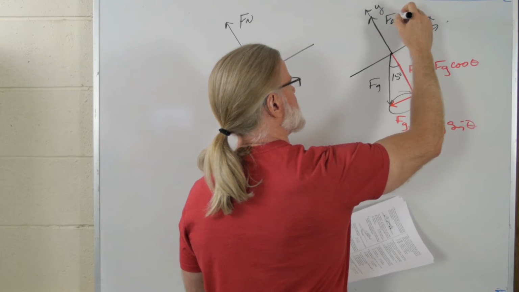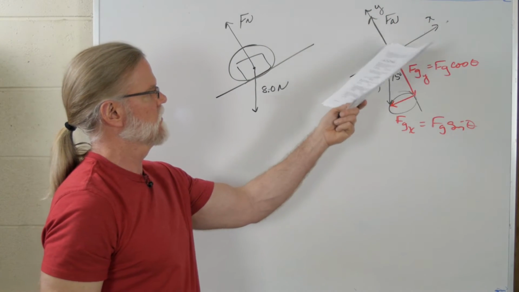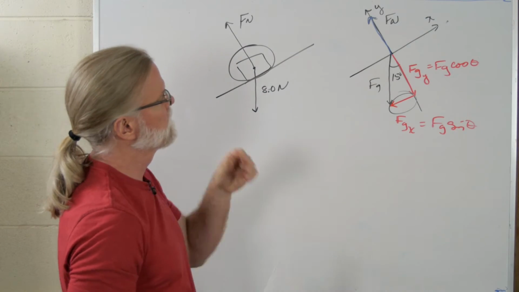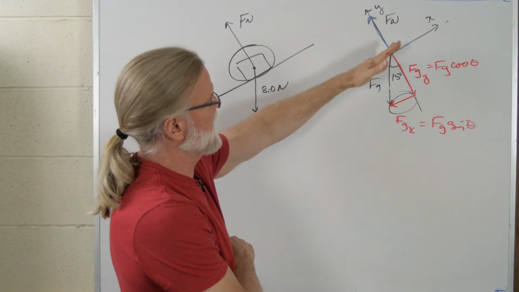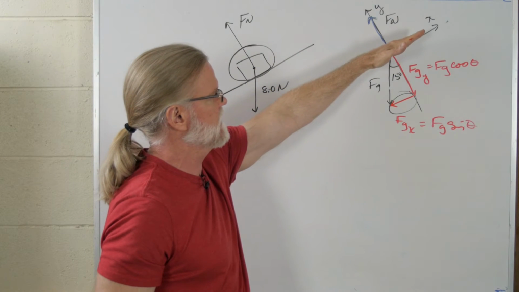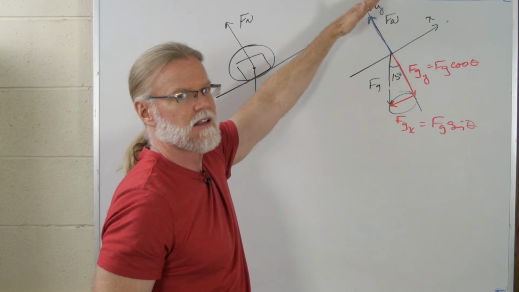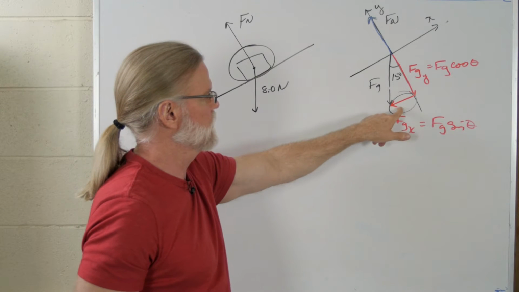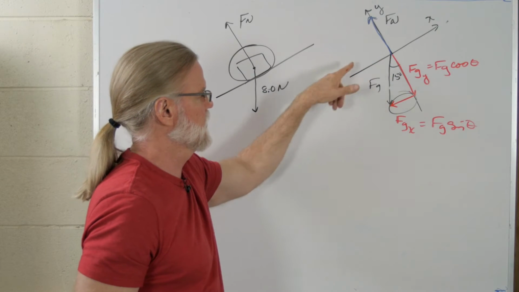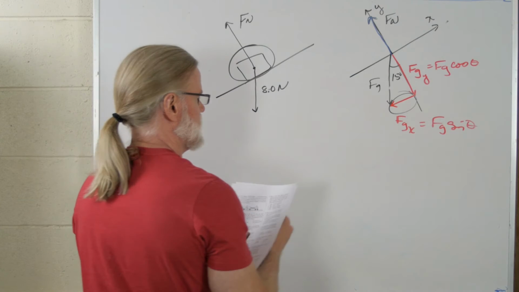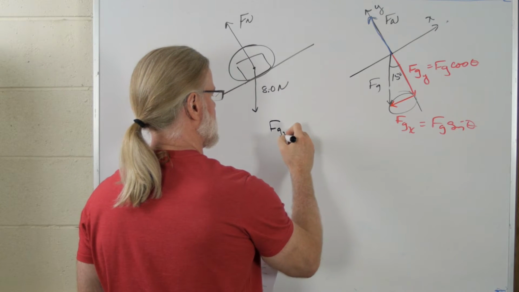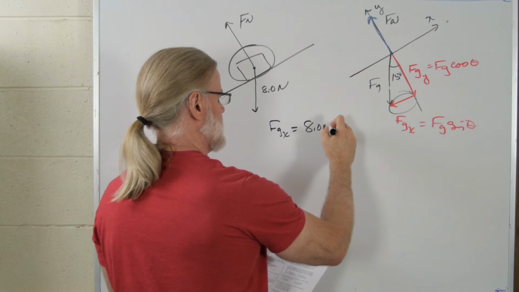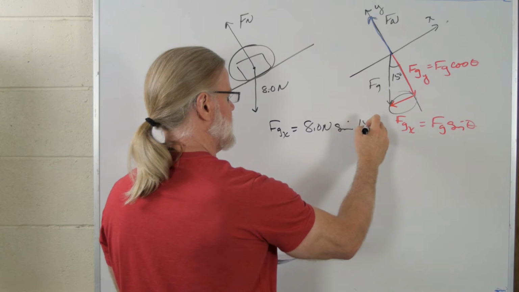I didn't draw my normal. The normal force must equal this component of the force of gravity. These two must be equal. It's not accelerated. That's why I chose this as our axis, because I know it's not accelerating this way. Any acceleration has to be this way. There's only one force in the x direction, and that is this. So it is FG in the x direction that is the accelerating force, and it's the weight, which is 8 newtons, times the sine of 15 degrees.